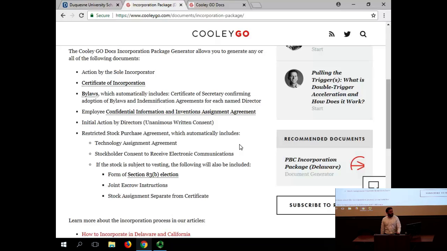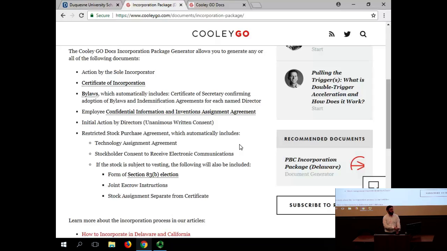Anyway, the bylaws are going to be an important document to review and understand because they're one of the sources of corporate authority. We're going to learn about that authority next week and refer back to these documents.